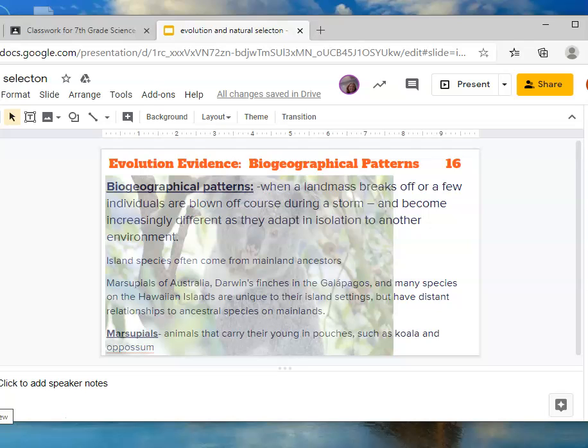And marsupials are animals that carry their young in pouches, such as koala and opossum.